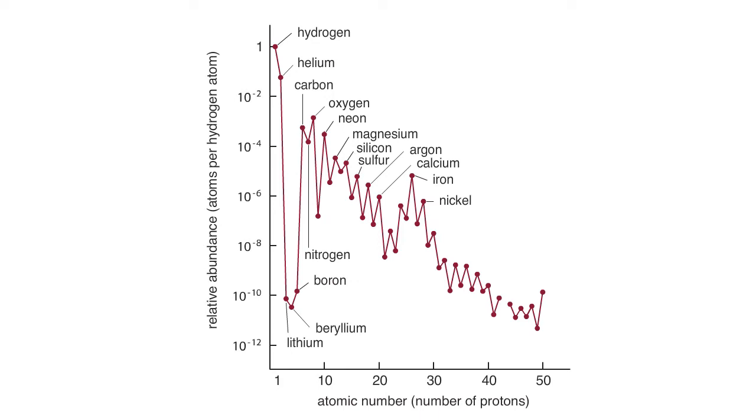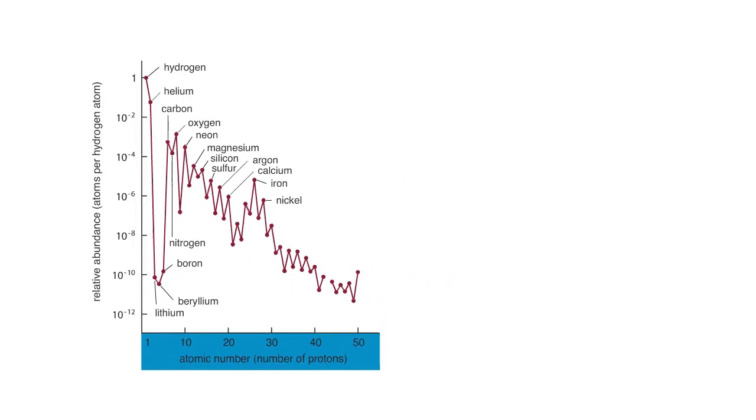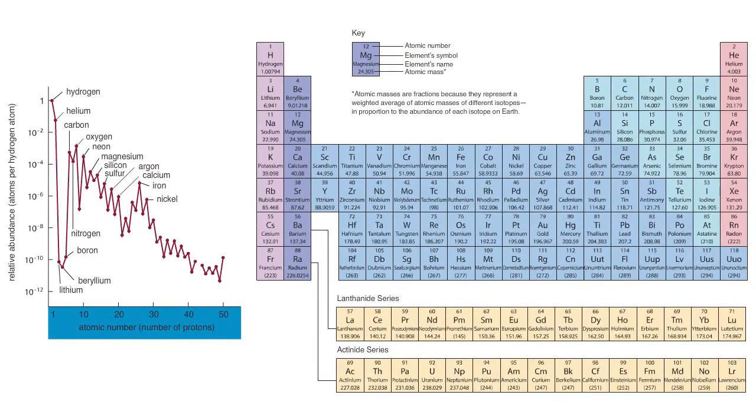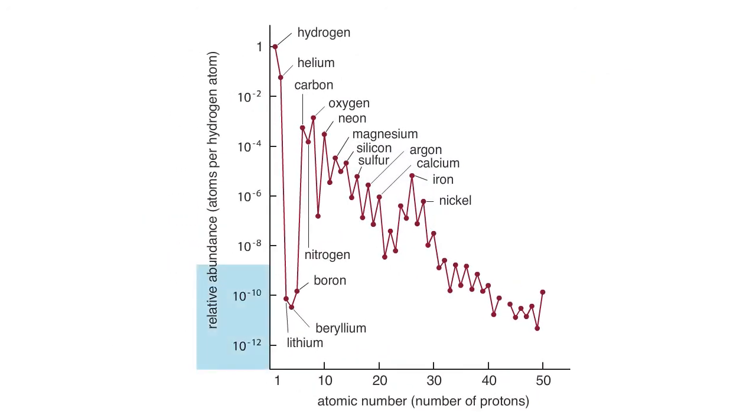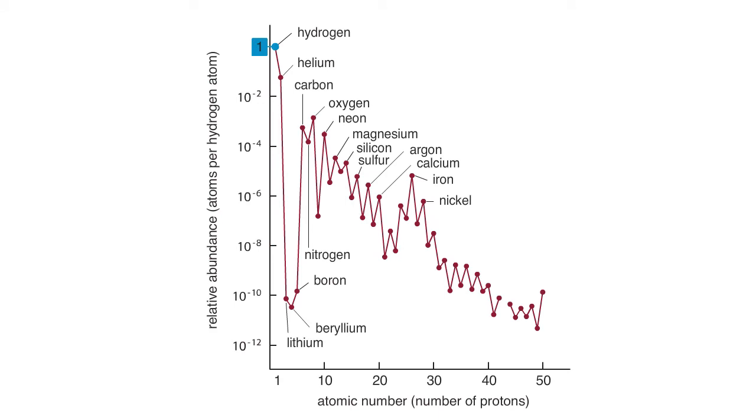Recall that atomic number, shown on the horizontal axis, represents the number of protons in an atomic nucleus. Each atomic number corresponds to a different element of the periodic table. For example, atomic number 1 is hydrogen, atomic number 2 is helium, and atomic number 26 is iron. The vertical axis shows how the abundances of various elements in our galaxy compare to that of hydrogen. The abundance of hydrogen is therefore set as 1, since we are measuring other abundances relative to it.